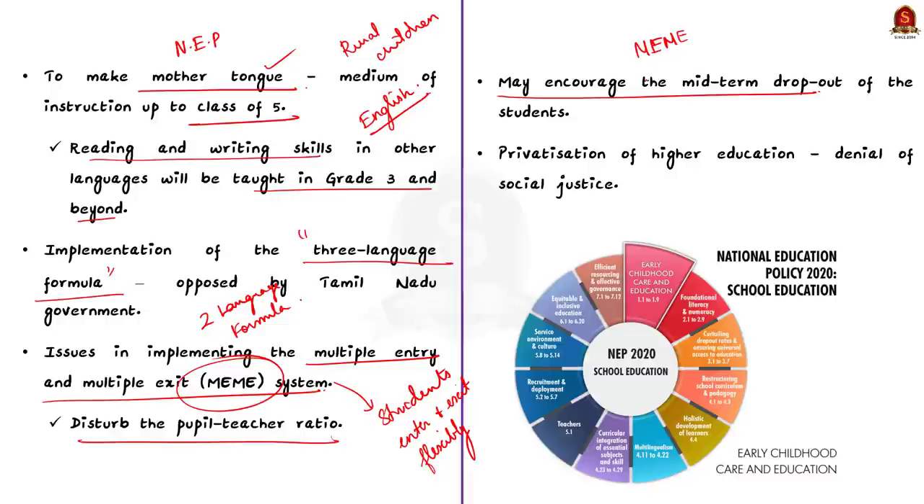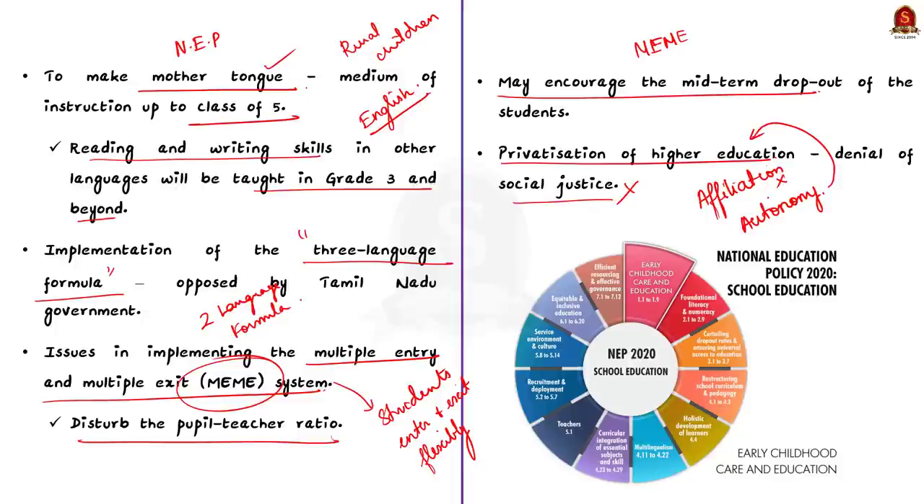Lastly, the National Education Policy might lead to privatization of higher education, which is dangerous to the idea of social justice. See, the NEP aims to gradually phase out the system of affiliation to a university in 15 years and grant autonomy to colleges, which will open the doors to privatization. So these are the important concerns of the National Education Policy. So this is all about this topic.